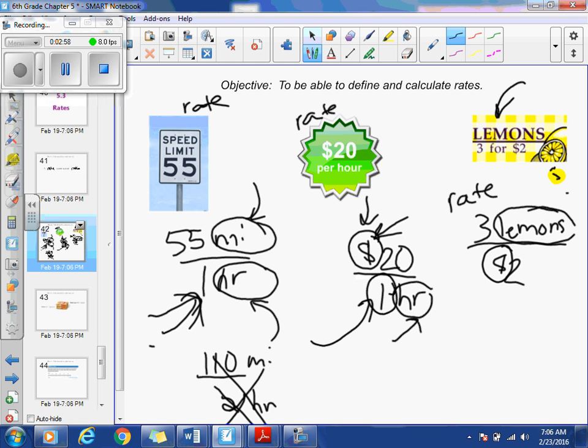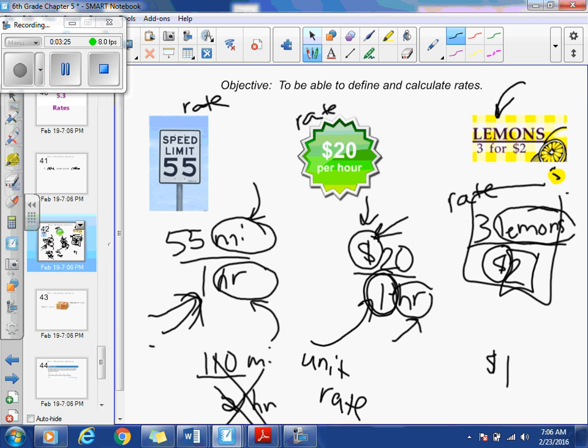So then this next one would also be a unit rate because its denominator is 1. It's telling us how much we make in 1 hour. If it was telling us how much we make in 3 hours, it'd still be a rate, but it would not be a unit rate. A unit rate means the denominator is 1. This last one, lemons, is a rate, but it is not a unit rate. The unit rate for this would tell us not how many lemons you can get for $2, but how many lemons you can get for $1. That would be a unit rate, and we have to figure out how many lemons that would be.